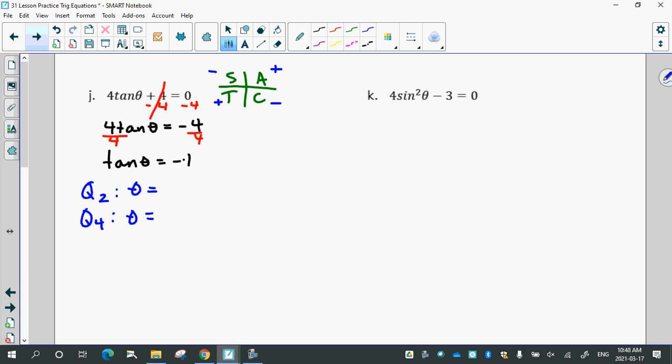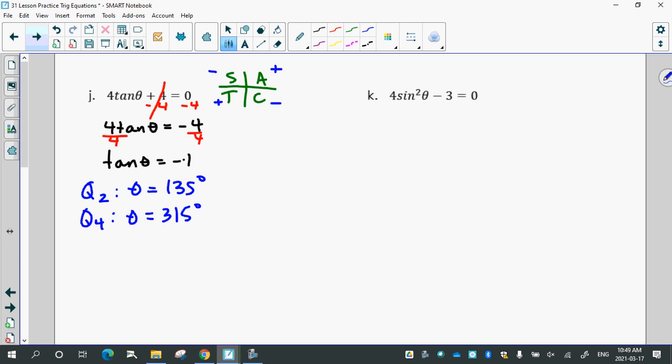And I need the y value divided by the x value to end up being negative 1. Yep, that. 135 degrees. Yep. 315 degrees. Good. Anyone need more explanation about how to get those two angles? Okay. All right, great.